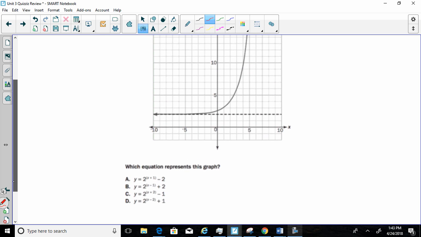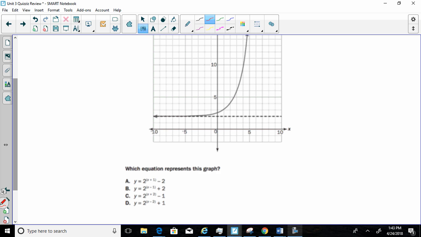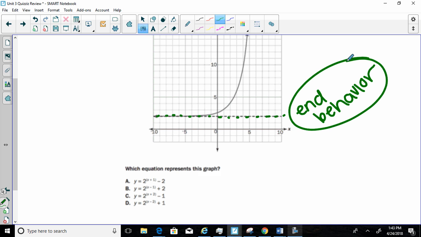All right, which equation represents this? So what is this line known as right here? End behavior. It's also your asymptote, right? End behavior is what you need to know for this class. So end behavior is at the end of your equation. So what is the end behavior here? 2. So which one has 2 as their end behavior? B. Still 2's at the end right here? Positive 2. So end behavior is just the end of your equation.